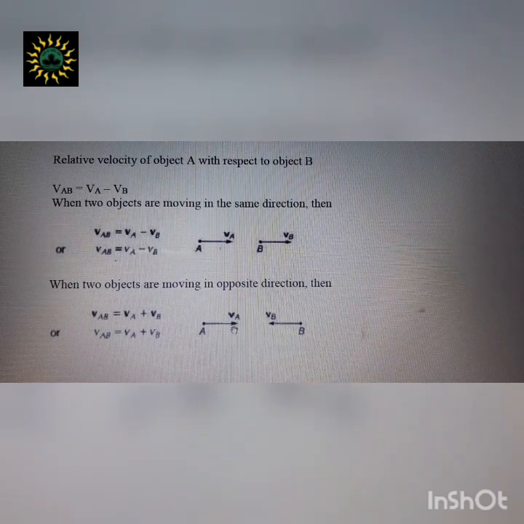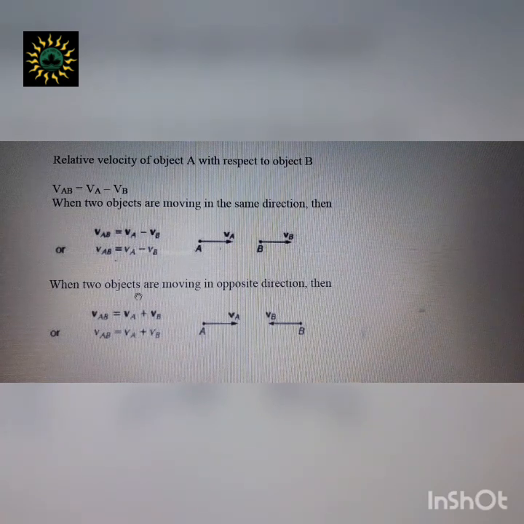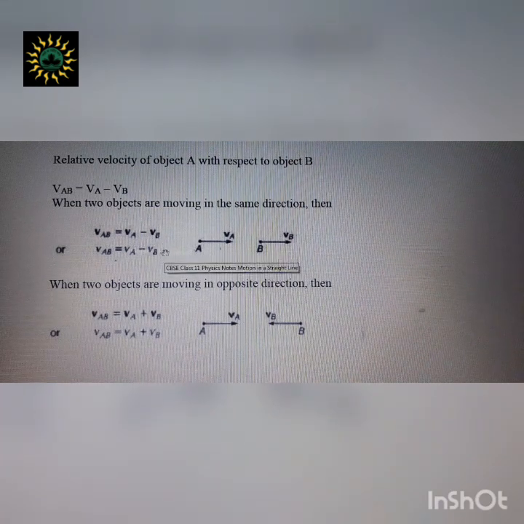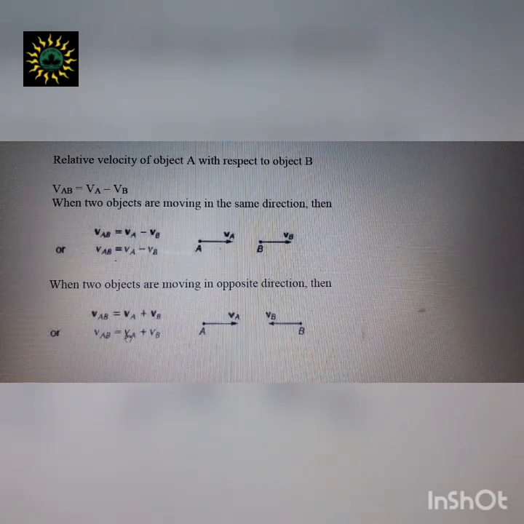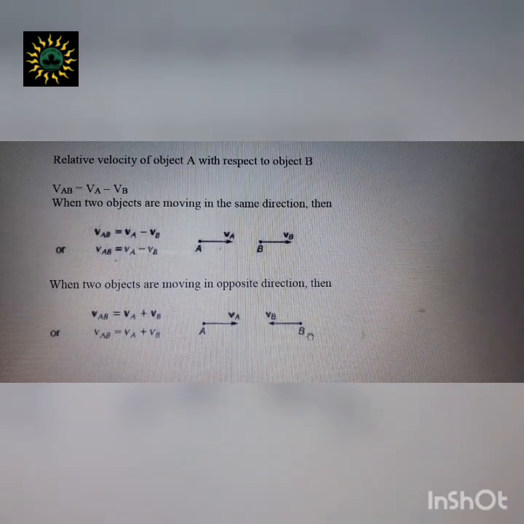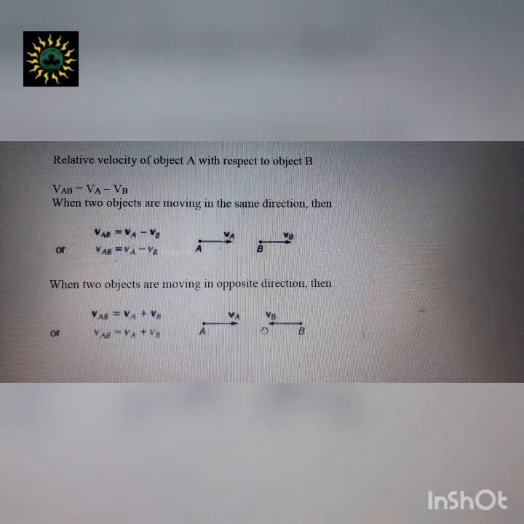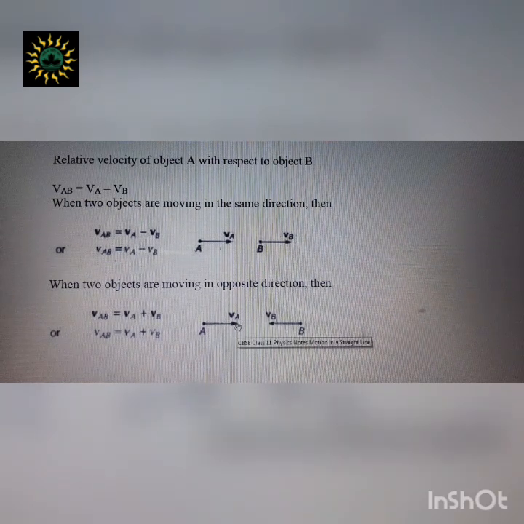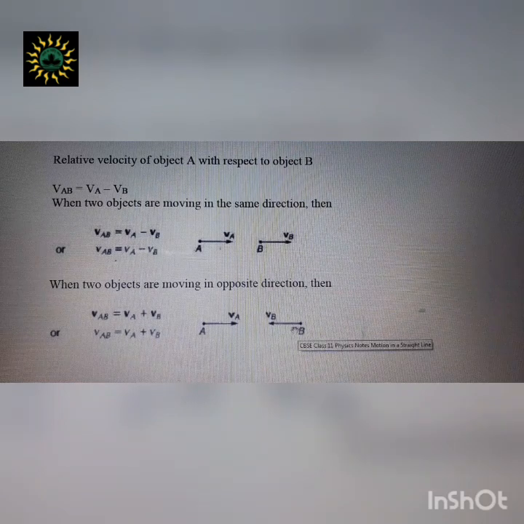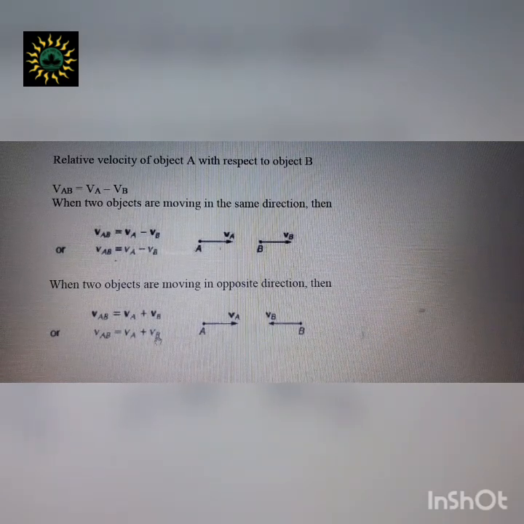It is very normal, because VA minus VB, in the place of VB you have to place minus VB, because the direction of the moving object B is opposite. A is moving from left to right, B from right to left. If we take VA velocity positive, then you have to take the VB velocity negative, because it is in the opposite direction. So VAB will be written as VA minus, within bracket, minus VB. So minus minus will be plus, so VA plus VB.